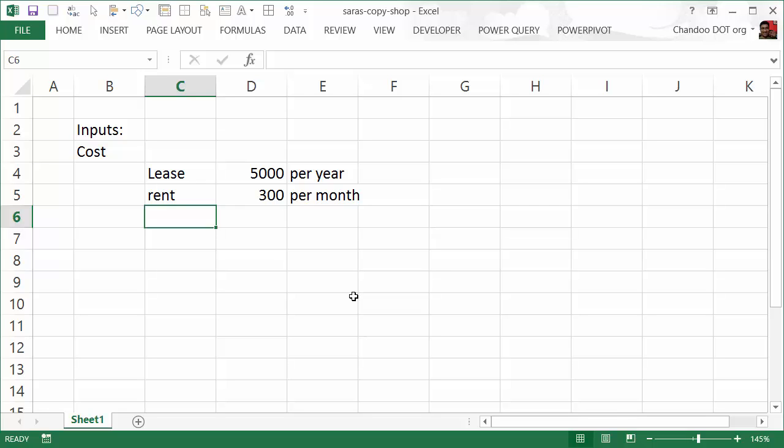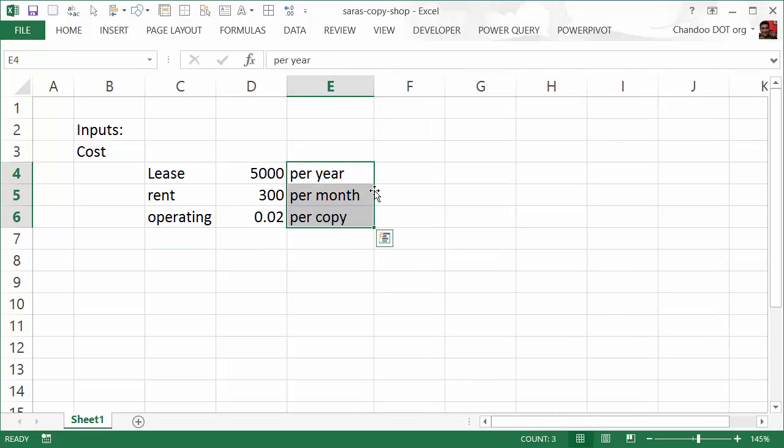Okay, likewise you have your operating cost, which is 0.02 per copy. Okay, notice these things because these are very important. Whenever you are building a model, you usually have an item along with a qualifier or a quantifier. This will tell us how to use that number in what context. So if you're calculating yearly costs, you need to calculate total rent for the entire year by multiplying this with 12, like that. So these are the key costs that we have here.